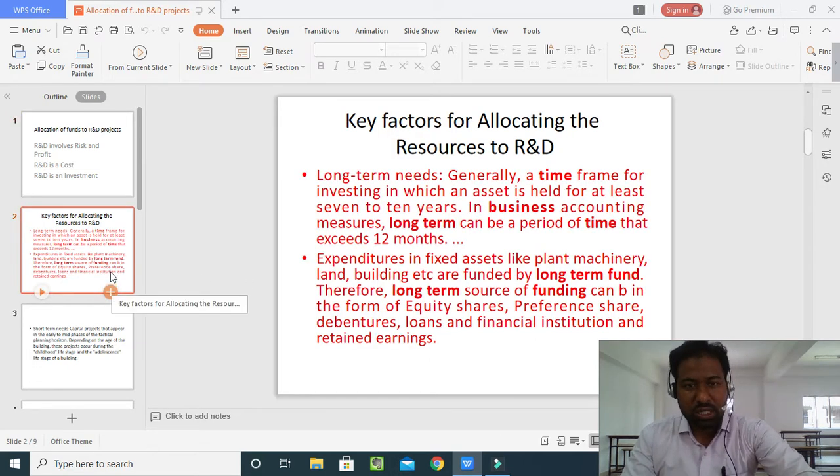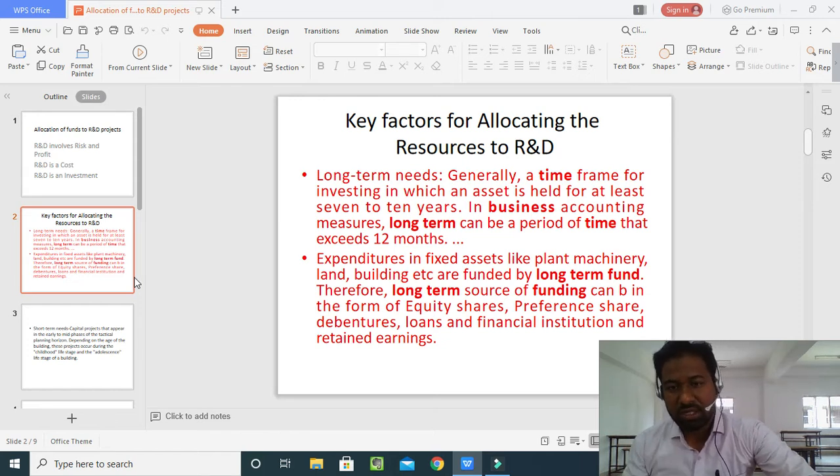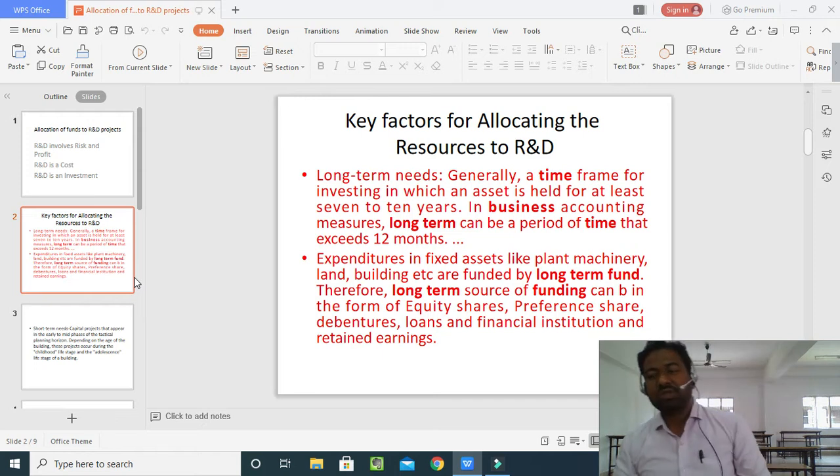So here, coming to the key factors for allocating resources to R&D, the first one is long term and short term. First we'll go for the long term needs. What are the long term needs of the factors for R&D? Generally, a time frame for investing in which an asset is held is at least 7 to 10 years. In business accounting measures, long term can be a period of time that exceeds 12 months.